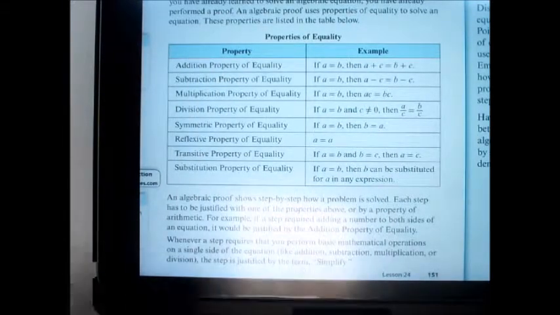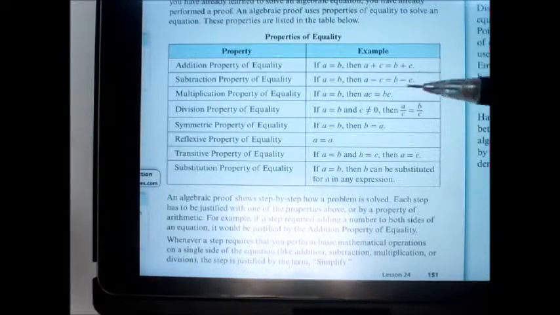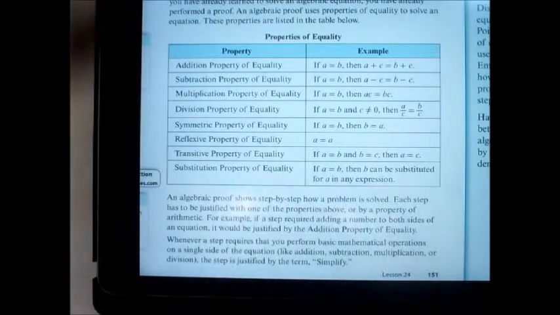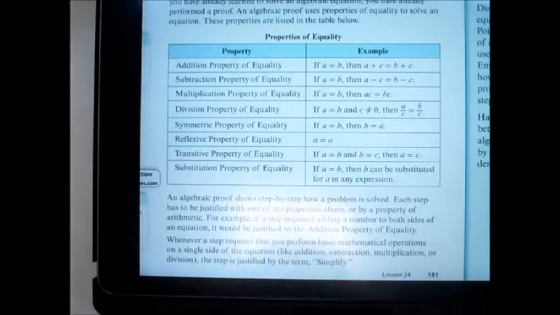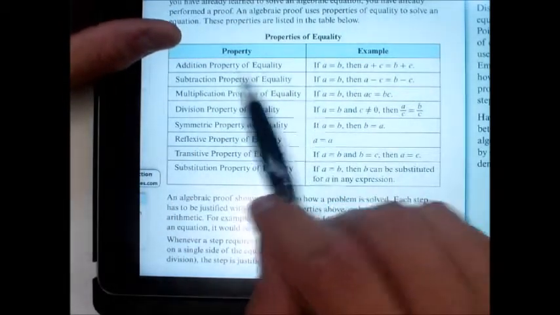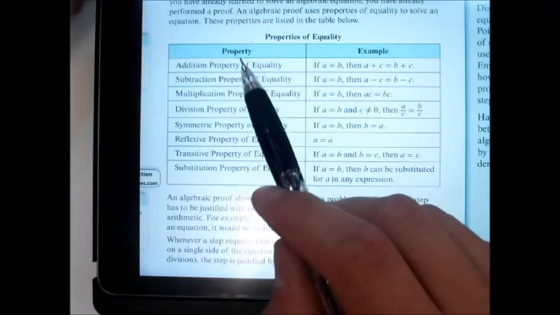Okay, these are properties that we used a lot in Algebra 1. We probably even used them in 7th and 8th grade. We just didn't call them anything. So I'm just going to remind you of what they are. The addition property of equality is just when I say add to both sides, that's the addition property of equality. Okay, so now we have a name for it.